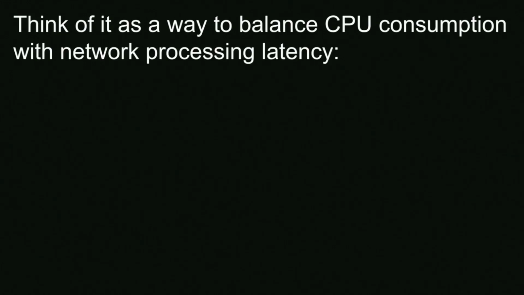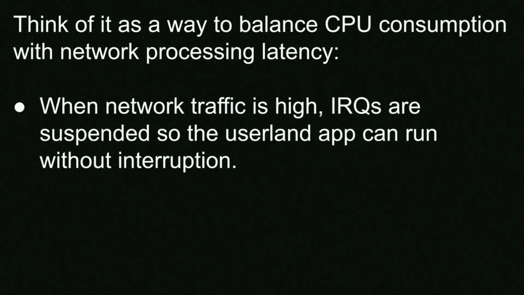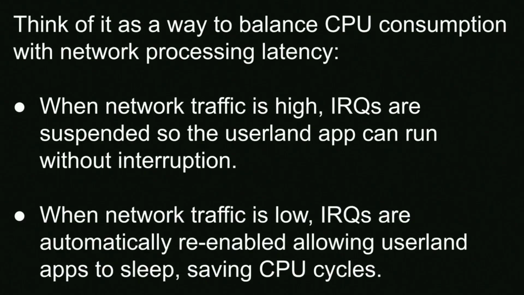And so you can think of IRQ suspension as a way to balance CPU consumption with network processing latency. When network traffic is really high, interrupts are suspended so the userland app can run without interruption. And when network traffic is low, interrupts are automatically re-enabled, which allows userland apps to sleep so you can get your CPU cycles back.